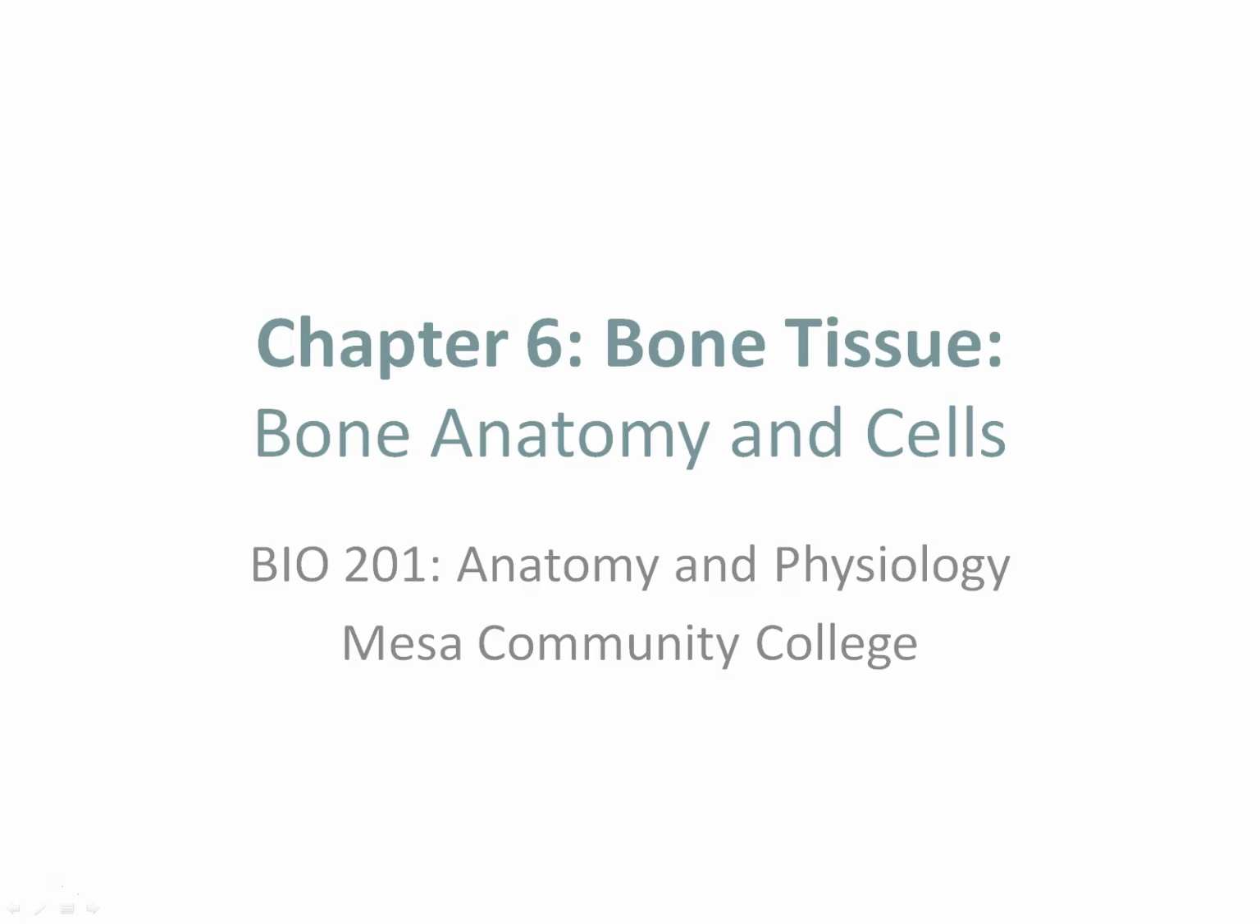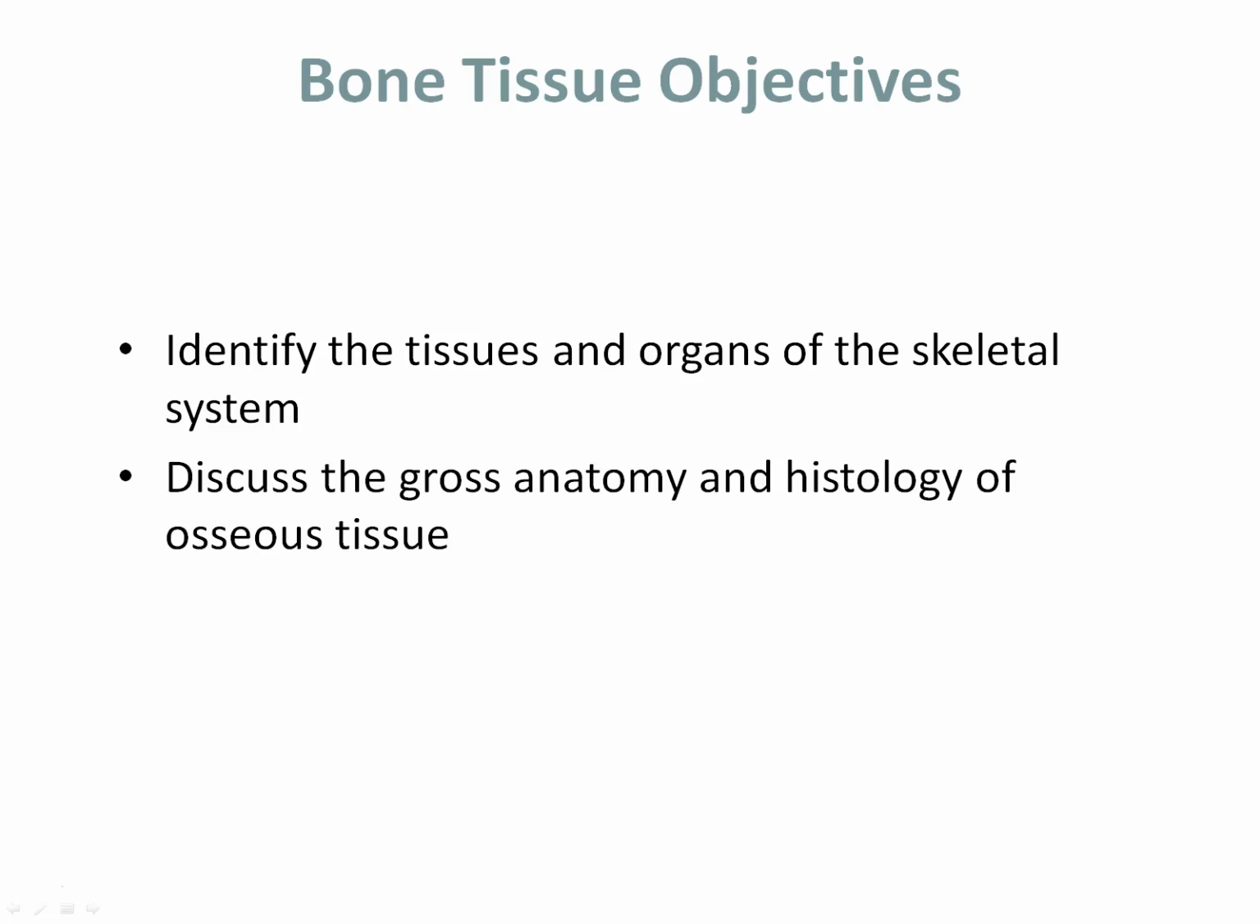Welcome to our discussion on bone tissue. First, we're going to examine bone anatomy and cells. So we're going to examine both the gross and microscopic anatomy of bone. Our objectives in this first portion are to identify the tissues and organs of the skeletal system and discuss the gross anatomy and histology of osseous tissue.